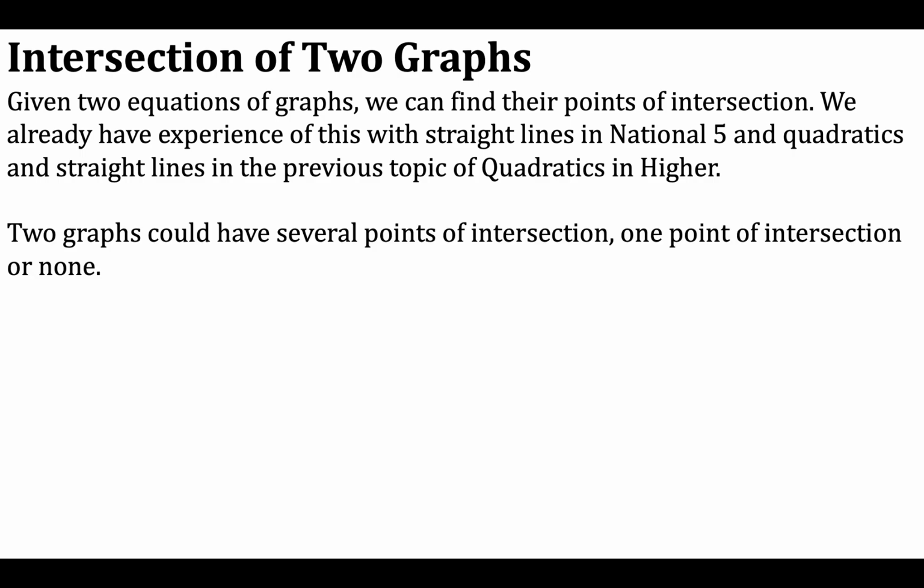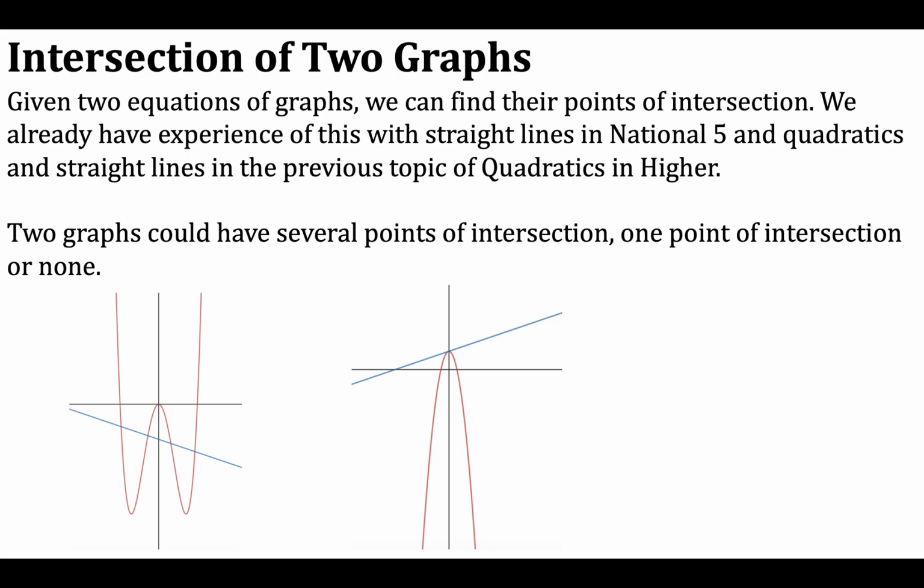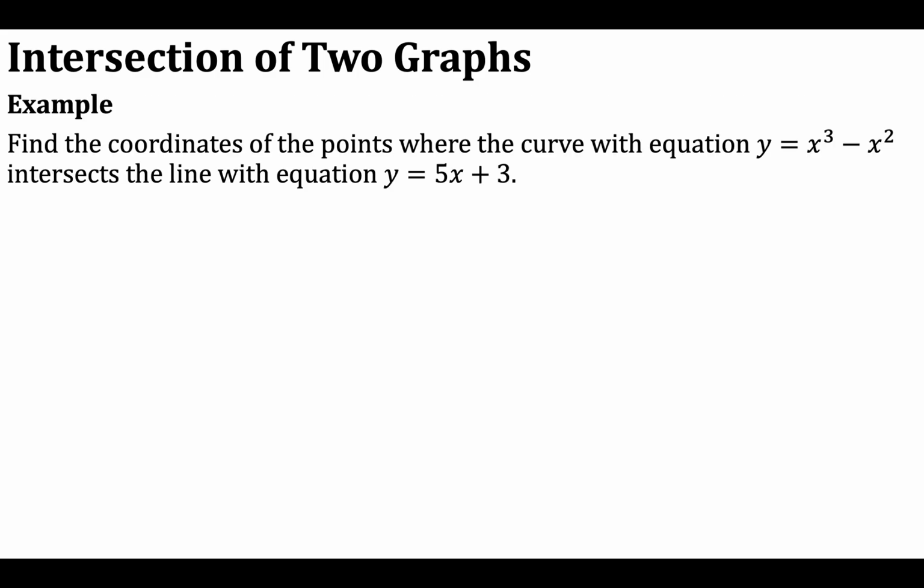So that wasn't too long ago. Now, two graphs could have several points of intersection. So you can see this one here is a quartic and a straight line, and it's got 4 points of intersection. It may only have 1 point of intersection, where it's a tangent, or it may have no points of intersection. So we'll explore some of these in the example that we're going to do.